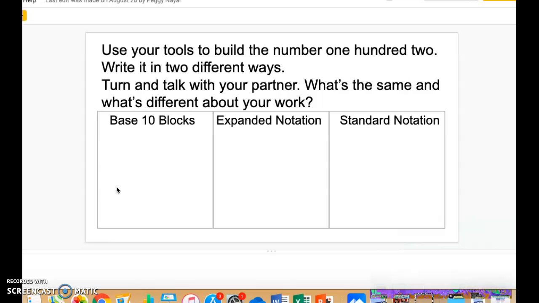For expanded notation, we would write down 100 plus 2. There's nothing in the tens place, so we would just do 100 plus 2. We could also do 2 plus 100. Okay?